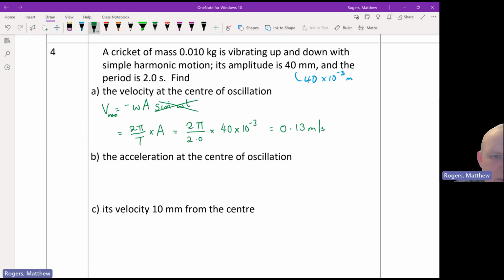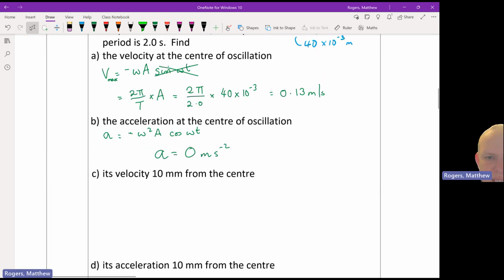The acceleration at the center of the oscillation, well, this is even easier. Again, the acceleration is a function in time, minus omega squared a cos omega t. But we also know that the acceleration is directly proportional to the displacement. At the center, the displacement is 0. So the acceleration is 0 meters per second squared at the center.